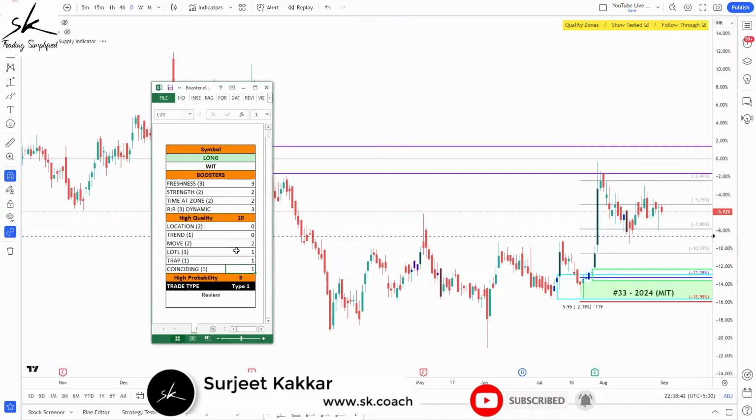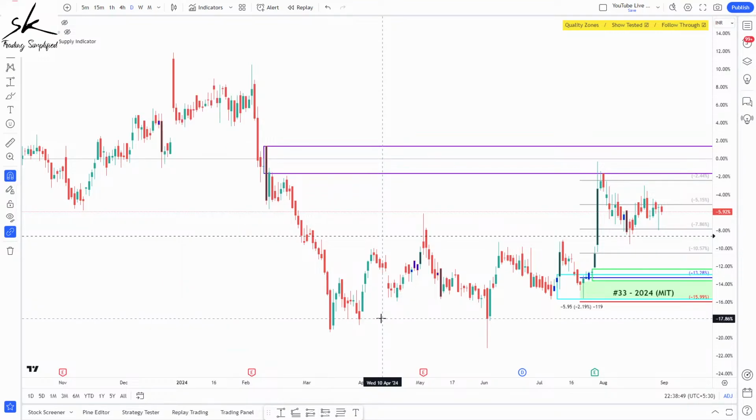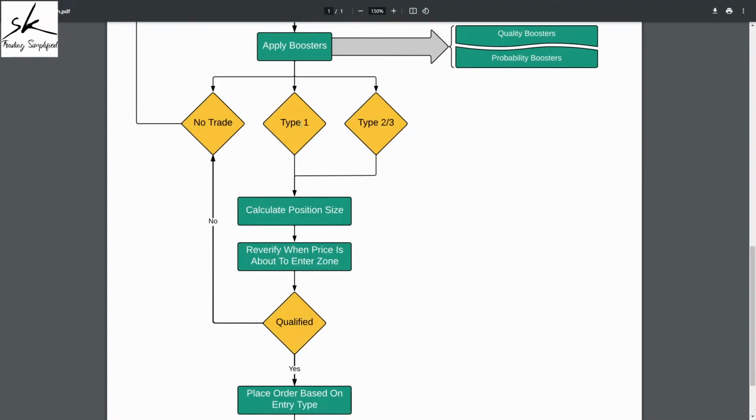And if you look at the overall scoring, we have a high quality, high probability trade setup, and high quality, high probability can be traded as a type 1 trade. So yes, we have a type 1 setup for us.